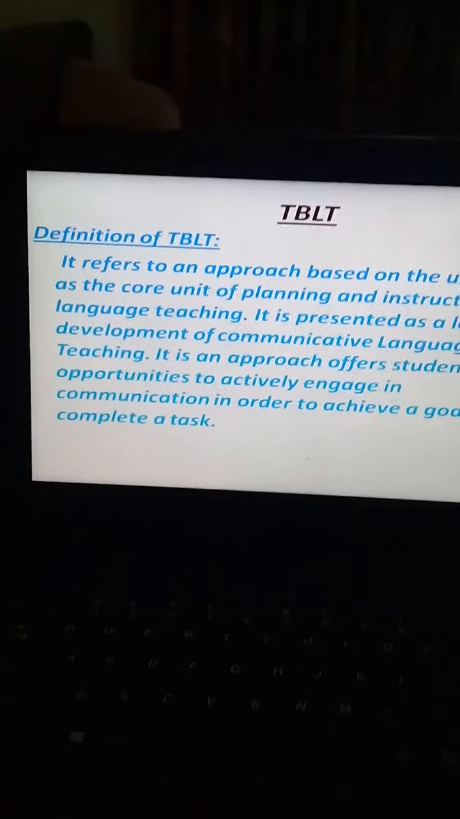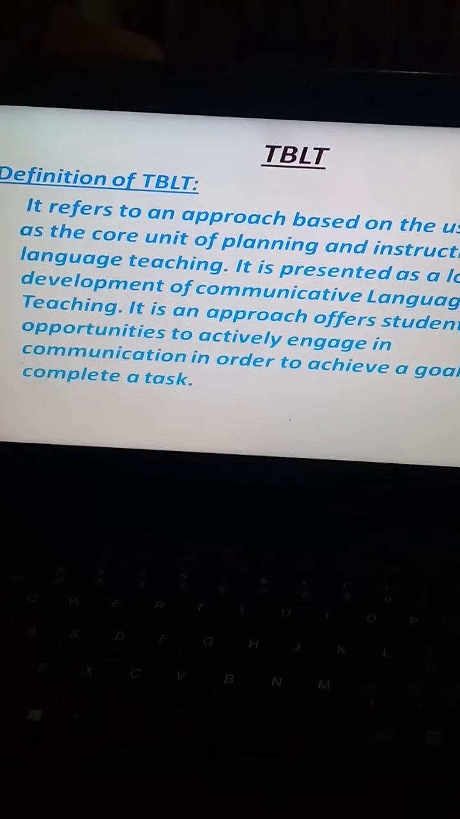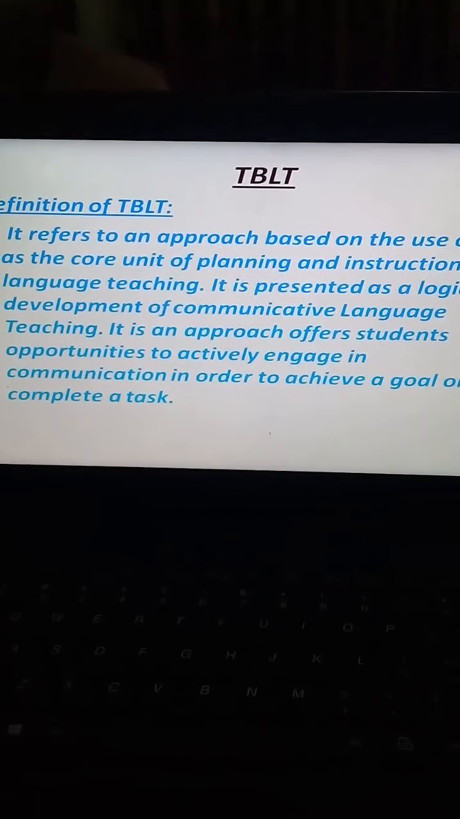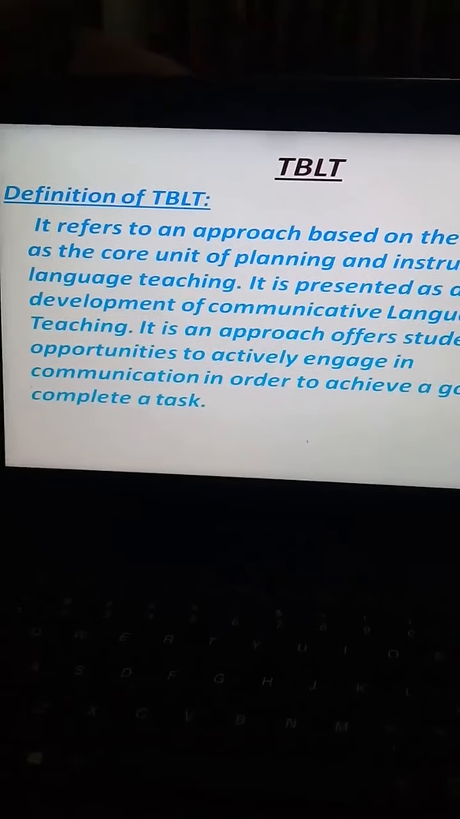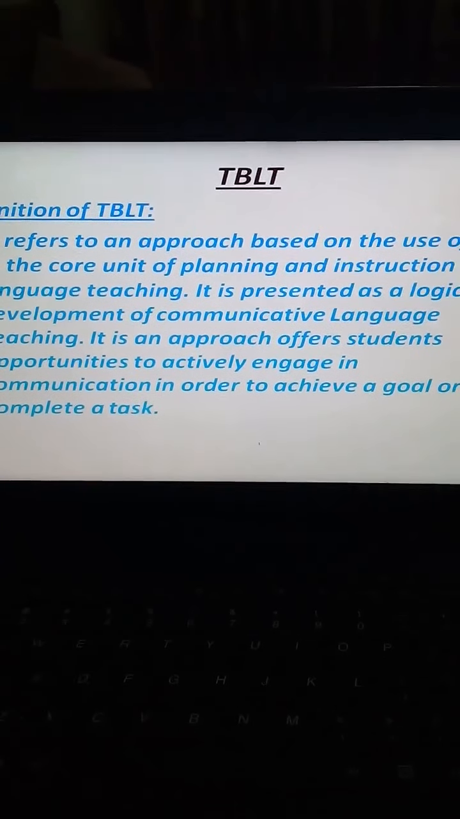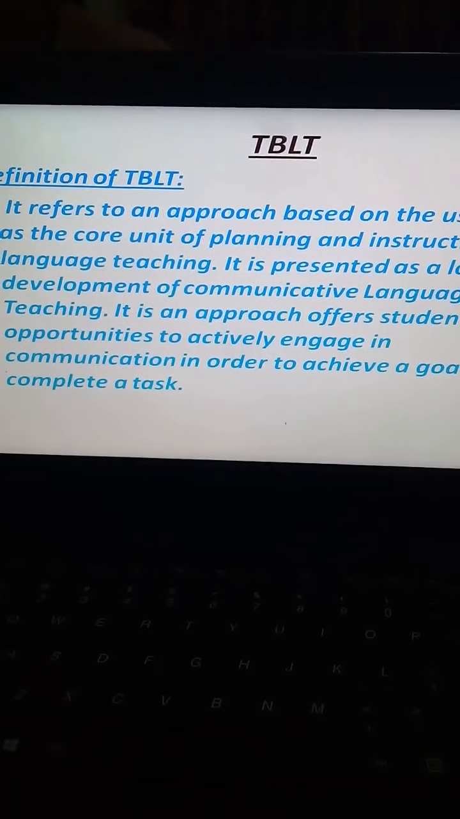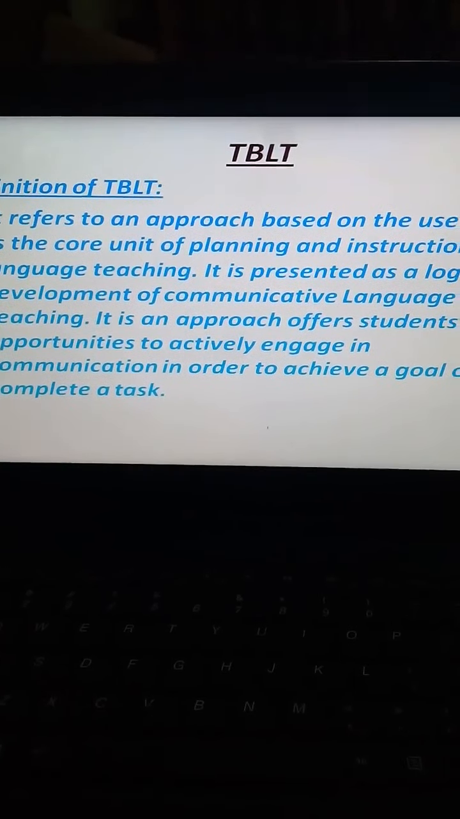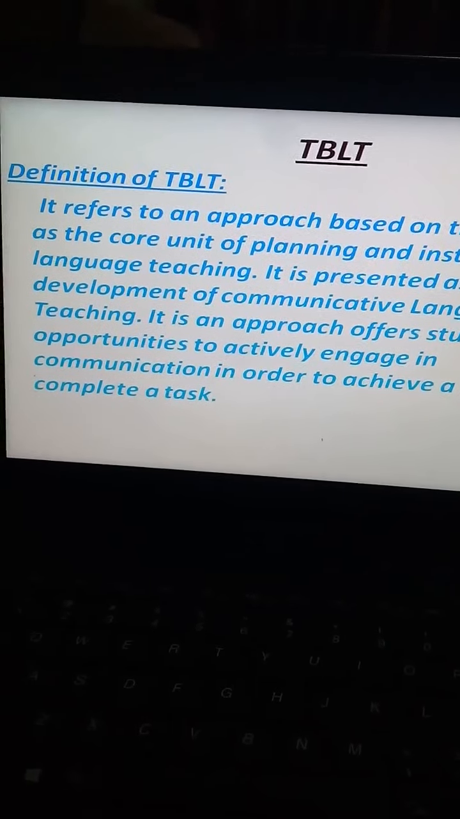So in this slide, I'll talk about the definition of TBLT. It refers to an approach based on the use of tasks as the core unit of planning and instruction in language teaching. It is presented as a logical development of communicative language teaching. It is an approach that offers students opportunities to actively engage in communication in order to achieve a goal or complete a task. So this is the definition of TBLT.